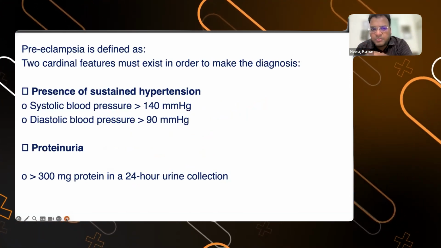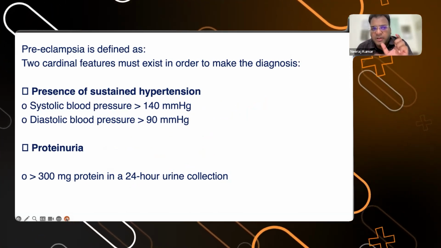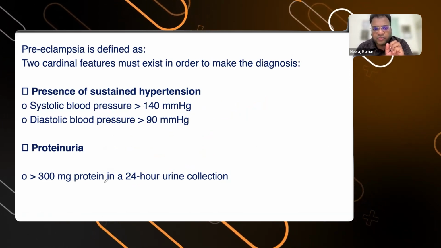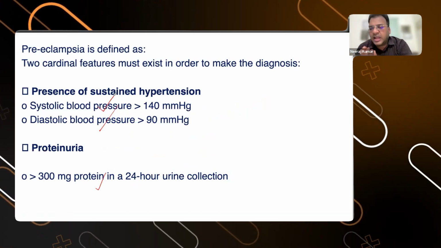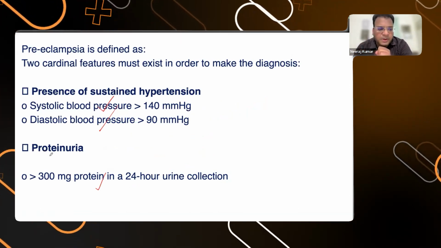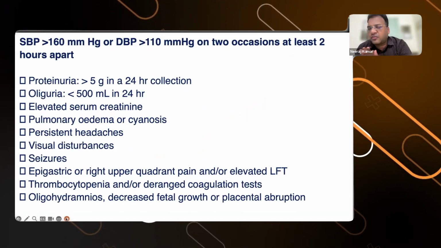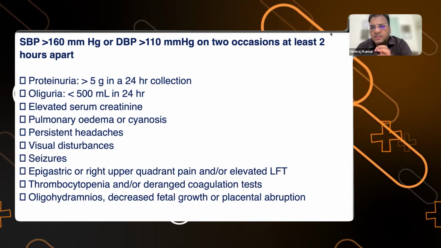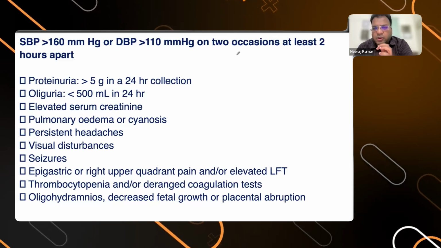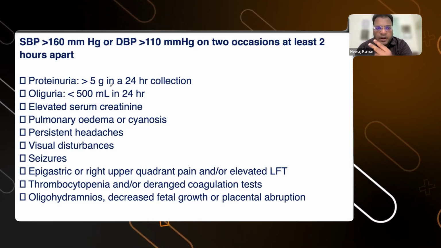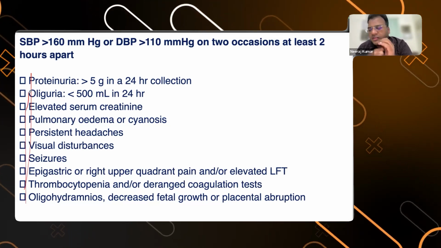The value should be very precise, like SBP more than 140 and diastolic more than 90, and there must be cardinal features like proteinuria. These are all findings showing that the patient has a sustained hypertension, making your diagnosis a preeclampsia. Okay, now coming to the next part. If the patient has a systolic blood pressure of more than 160 with a diastolic of 110 on at least two occasions, at least 2 hours apart, with any of these findings, then you can label this patient as severe preeclampsia.